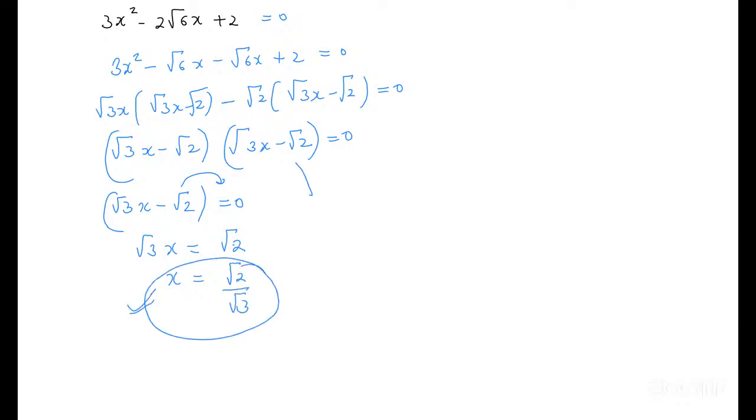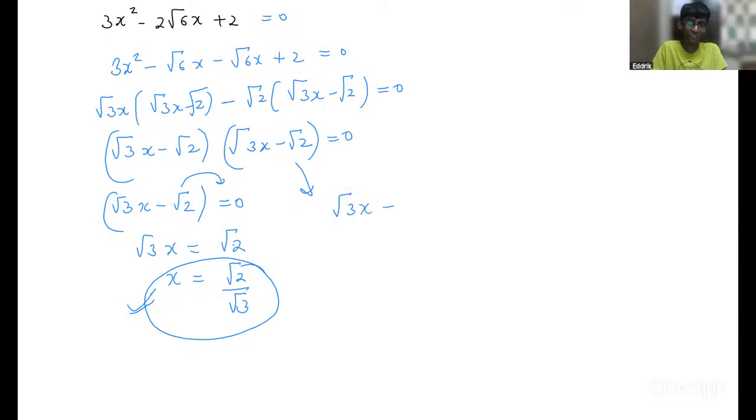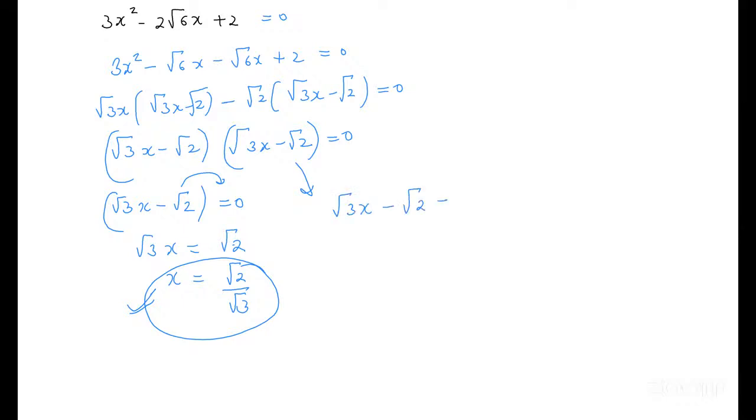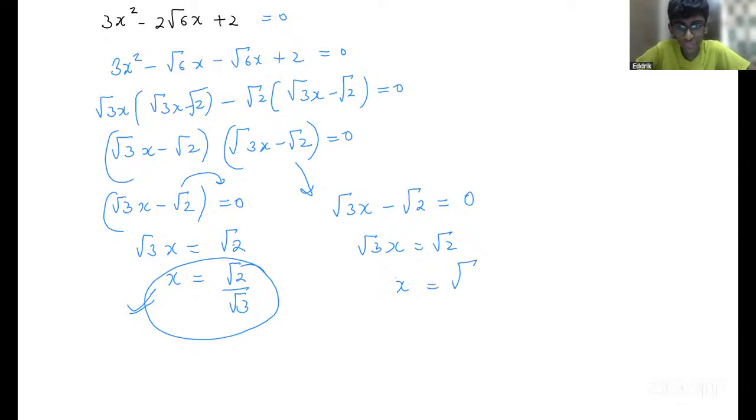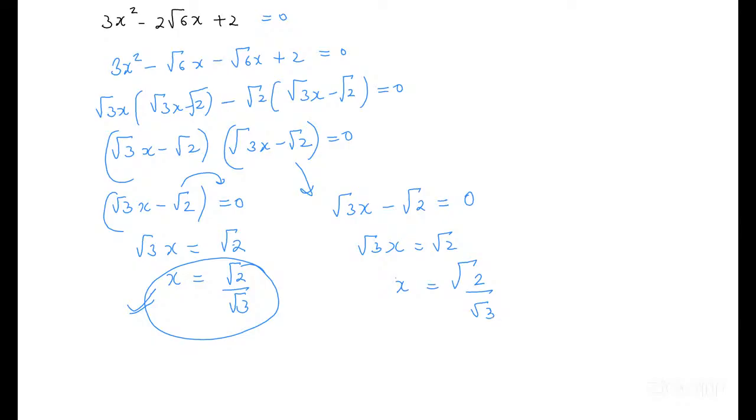Now for the second root, 2 upon root 3, we can make it root 6 upon 3. So x is equal to root 2 by root 3 or root 6 by 3. When you rationalize it by multiplying by root 3 into root 3, root 2 into root 3 will become root 6, and root 3 into root 3 becomes 3.